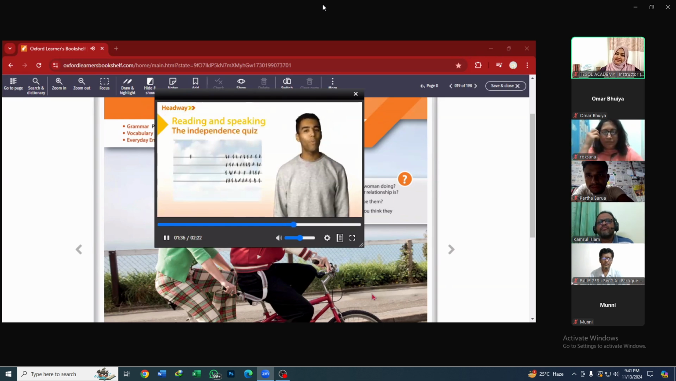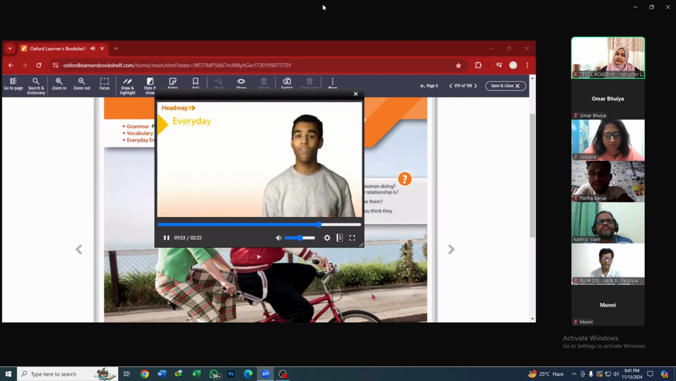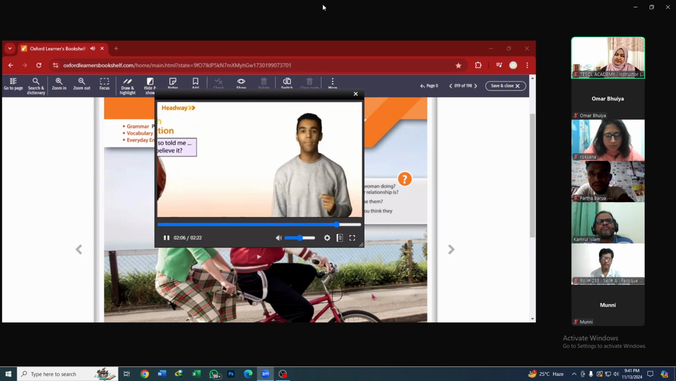How independent are you? Do you worry too much about what other people think? Do you like spending time alone? In reading and speaking, you'll complete an independence quiz to find out how independent you really are. In everyday English, you'll look at how to have successful conversations in English. You'll learn what to say to show interest in the other person and how to answer questions with more than just a yes or a no. Do you need more skills practice? Go online to improve your reading.